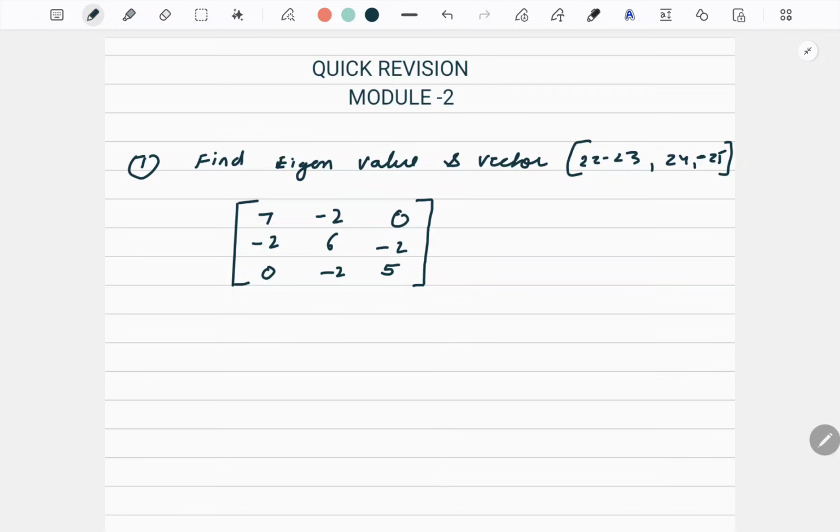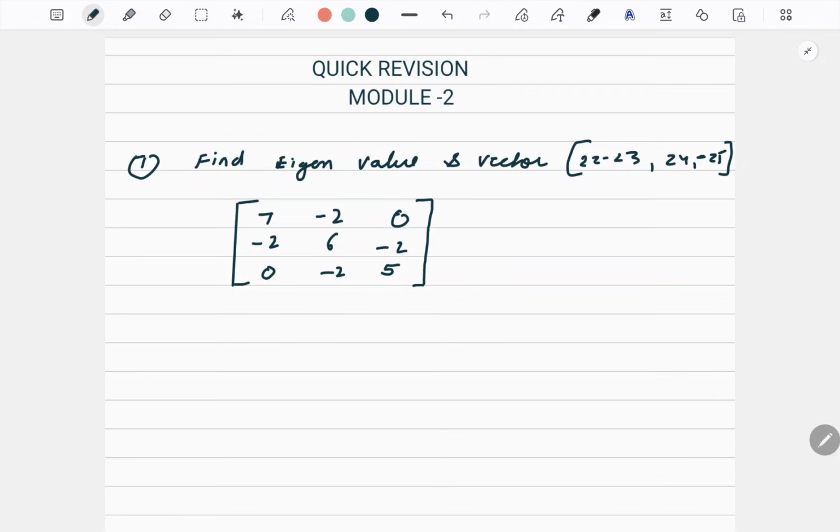So what you have to do is find the eigenvalue and eigenvector. At any point of time, eigenvalue and eigenvector is a 100% sure question. Which question they give is a different thing, but yes, find the eigenvalue and eigenvector is a 100% sure question for the exam. So now let us start with this.